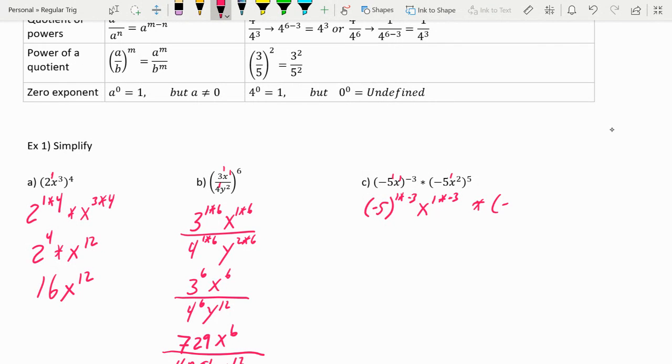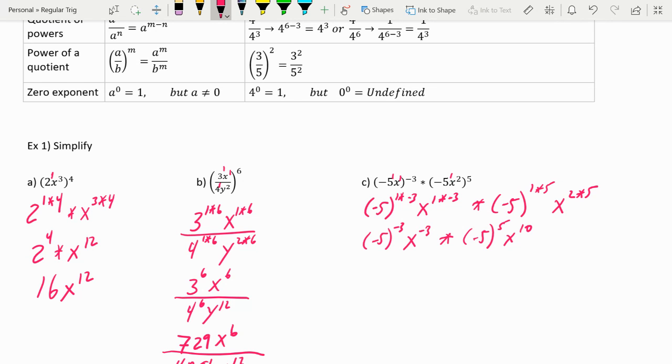So again, -5, power to a power, 1 times 5. And then I have x to the 2 times 5, power to a power. Remember, we're just multiplying. So now I have -5 to the -3 power, x to the -3, times -5 to the 5th power, x to the 10th power.